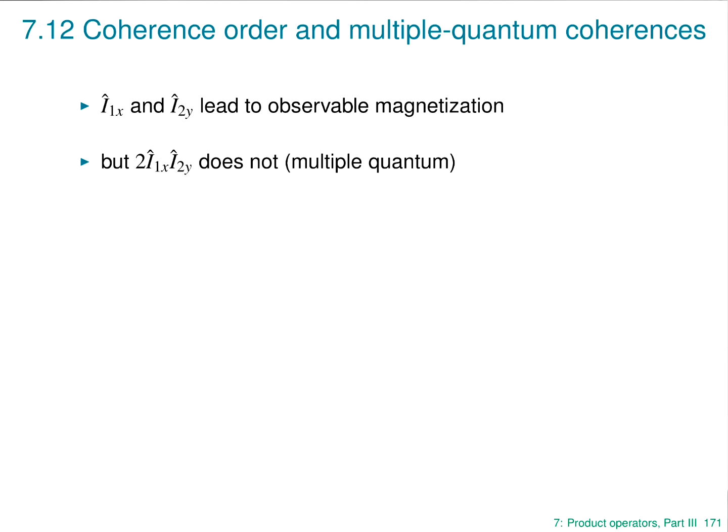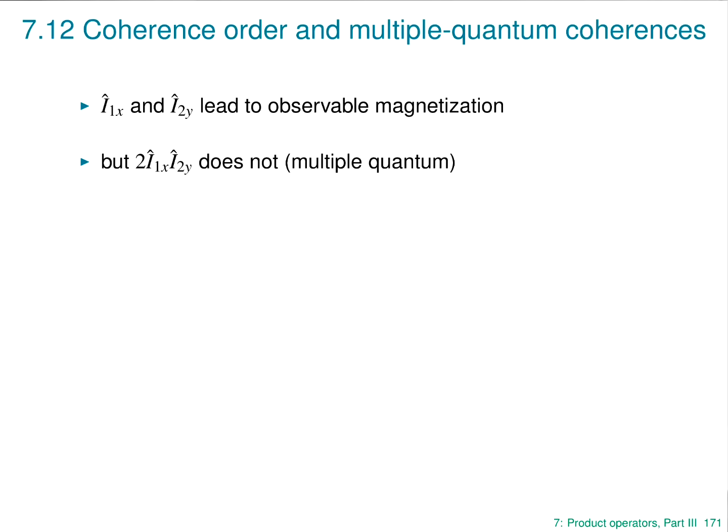And what that means is if you create this and then switch the receiver on, there's nothing there. Right? There's no detectable signal. There's a coherence in the spin system. There's some quantum mechanical state like this has been generated, but it doesn't generate any observable signal.